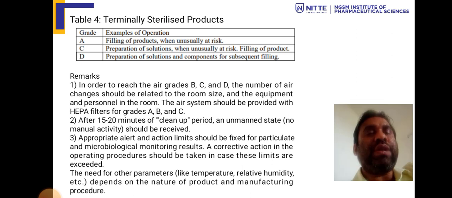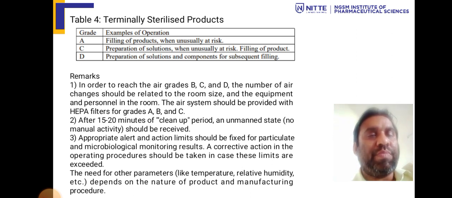In order to reach the air grades B, C and D, the number of air changes should be related to the room size and the equipment and persons in the room. Operating people. The air system should be provided with HEPA filter grades for A, B and C. After 15 to 20 minutes of cleanup period, in an unmanned state, no manual activity should be present.